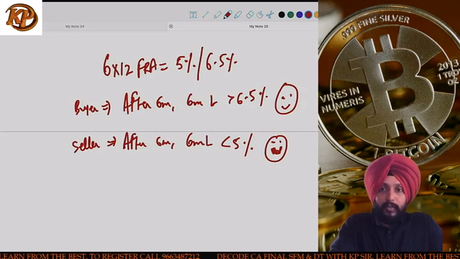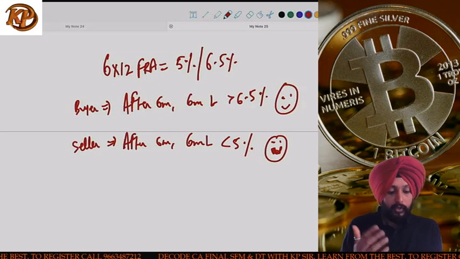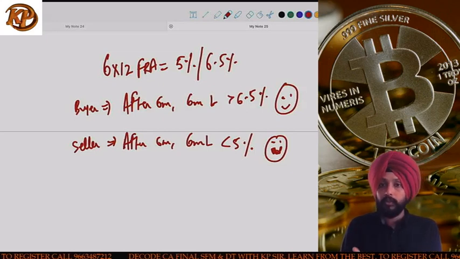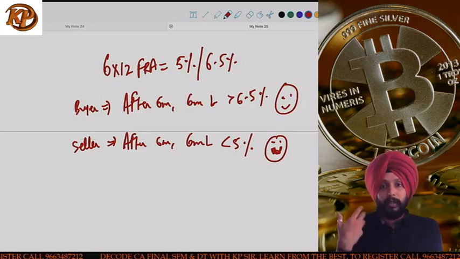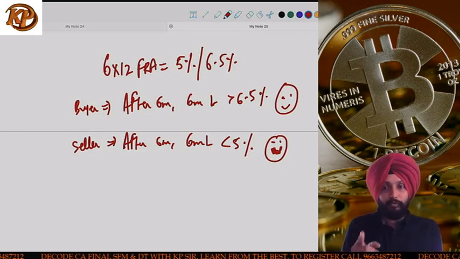Speculation using FRA is very simple. A trader on interest rates can be bullish or bearish. If you are bullish, you're betting on interest rates going up, you will buy the FRA. If you buy the FRA, you will take the higher of the two rates.